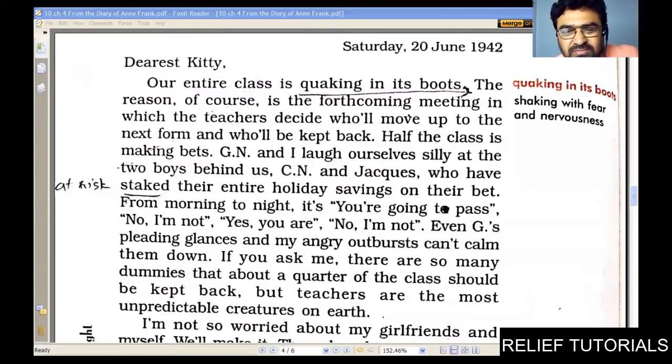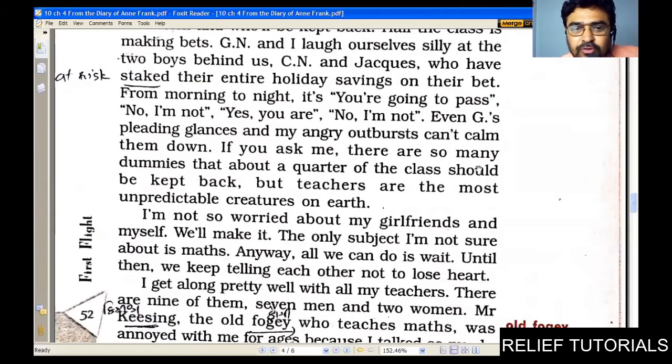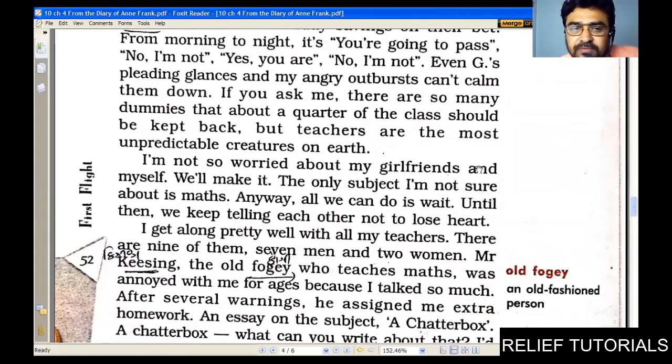and faulty students who do not work hard, and if you just consider them, they can be failed, they can be kept back in the same standard. But anyways, teachers are checking the papers, and the way they check papers, they are always unpredictable. So very ironically, she says teachers are the most unpredictable creatures on the earth. Well, they cannot predict the result until it comes to them physically.